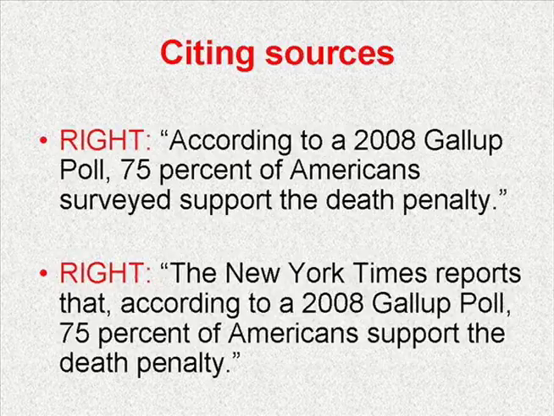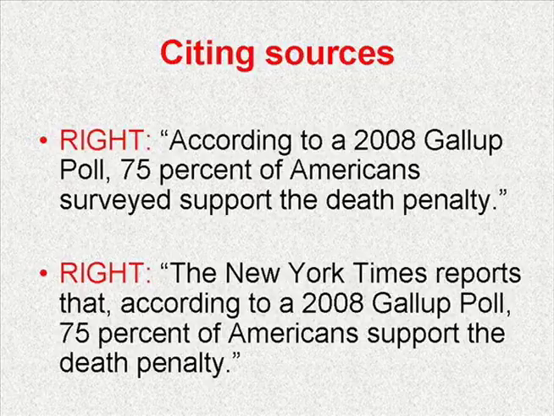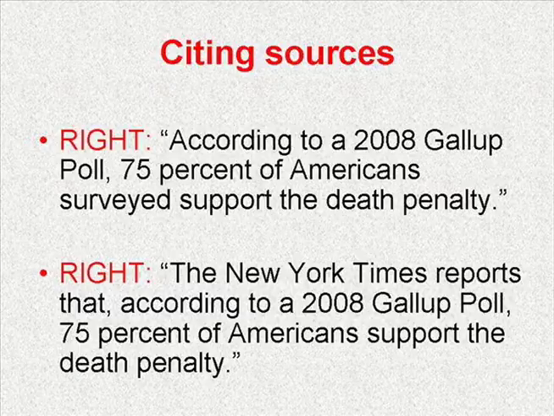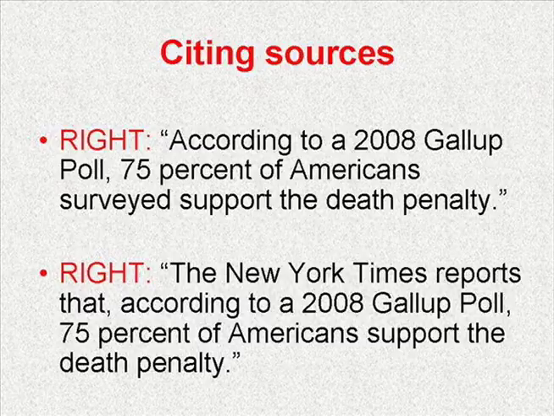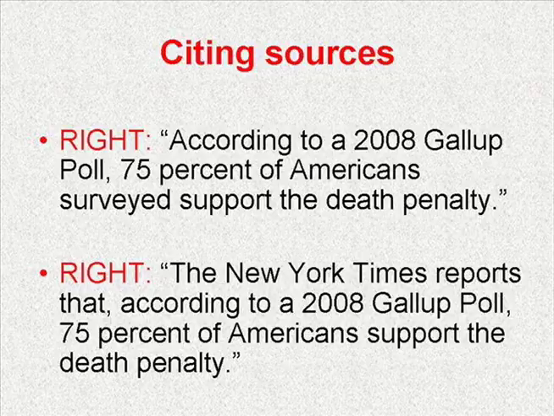The correct way to cite the information would be to say, according to a 2008 Gallup poll, 75% of Americans surveyed support the death penalty. So this way you're listing the source, you're telling the audience that it is new, recent information because you have that 2008 in there, and then you have the information itself.